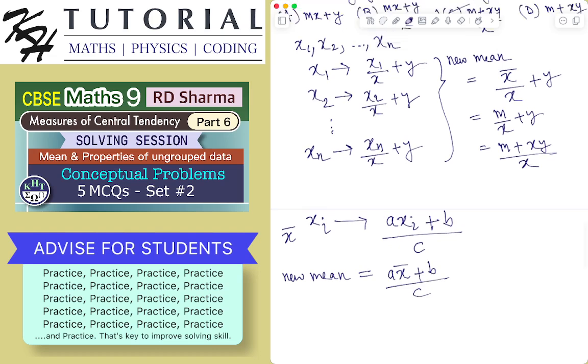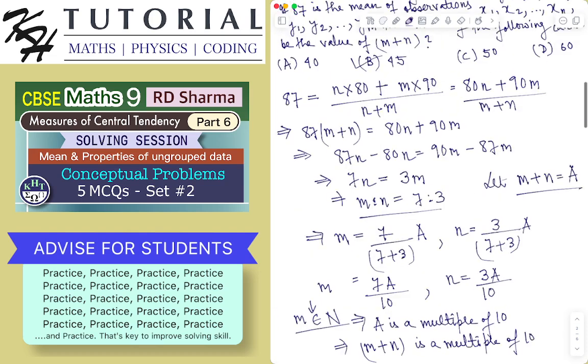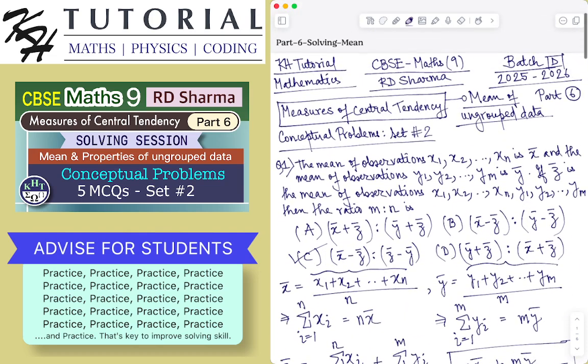So with this, it brings to an end in solving another 5 conceptual problems. This is set 2. I think I have 2 more sets that will cover most of the problems based on the arithmetic mean of ungrouped data, and then I will discuss the mean of grouped data or discrete frequency distribution.